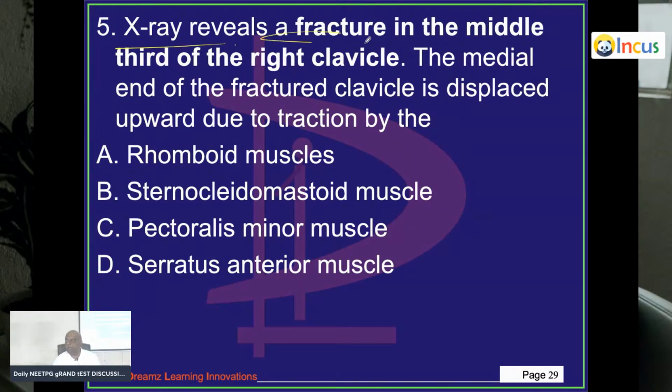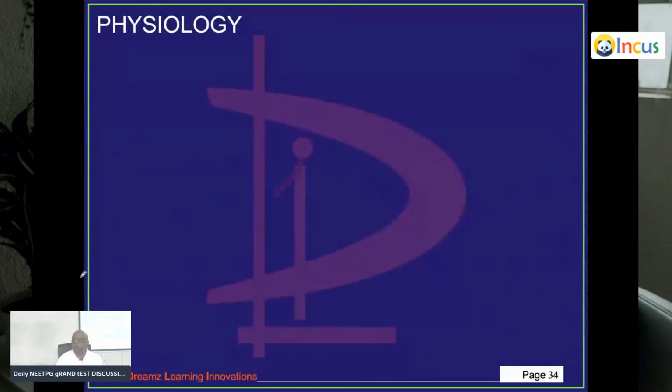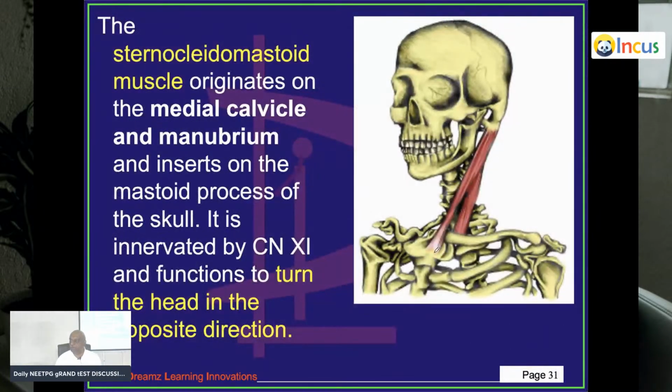Now, the X-ray reveals a fracture in the middle third of the right clavicle. So why is the medial end of the fractured clavicle displaced upward? Because of the sternocleidomastoid, is what you need to remember. Sternocleidomastoid pulls it up.